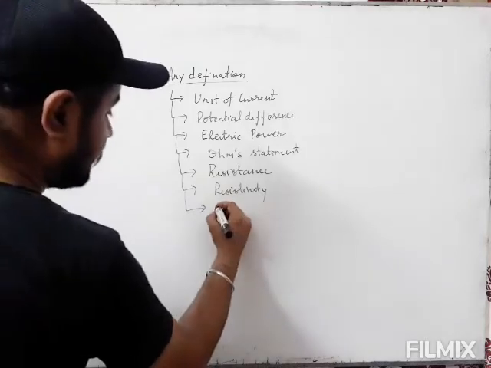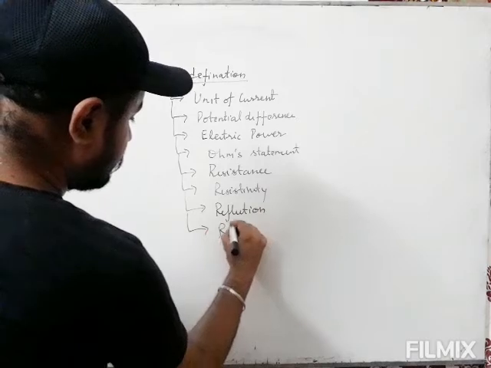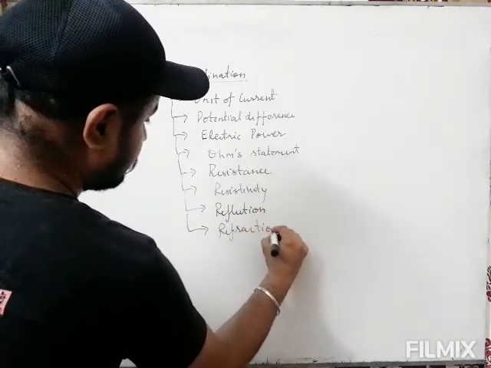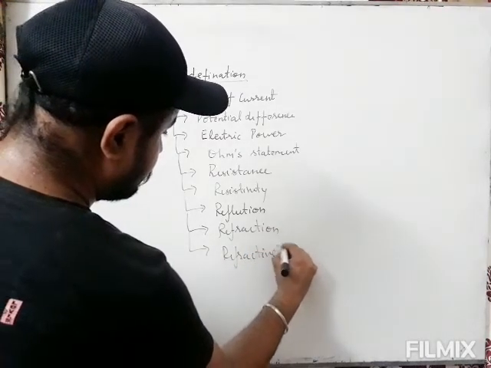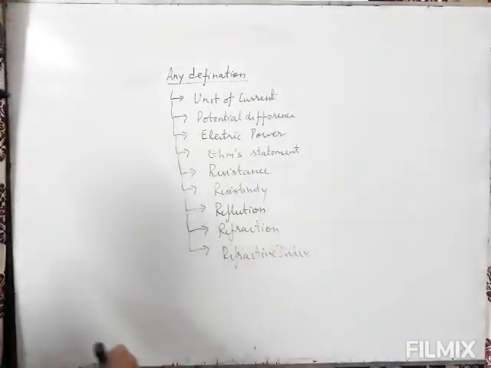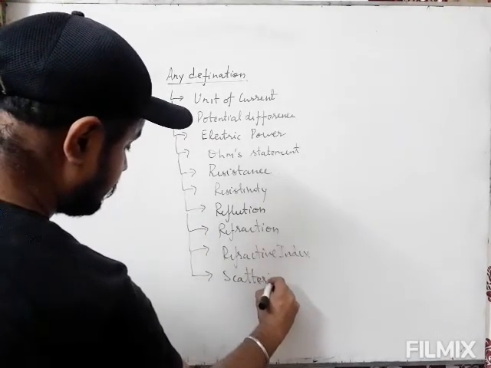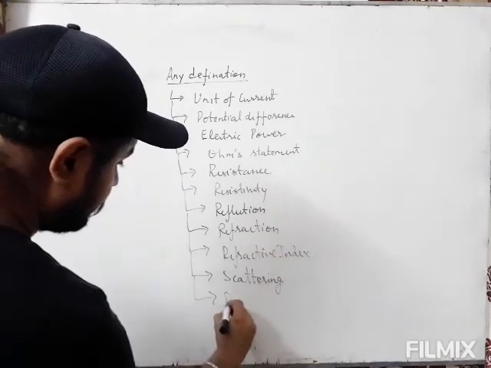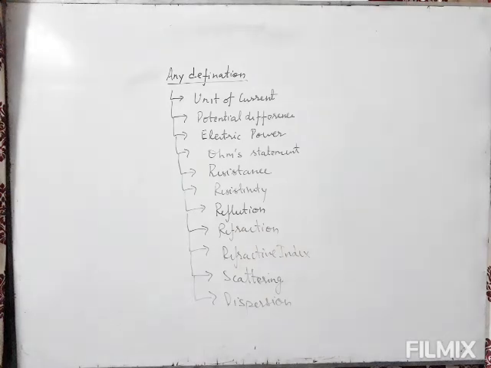Now when we shift to light, it is reflection, refraction, refractive index, scattering, or dispersion. So if you can do, revise, learn or remember this much, then you can score good marks in the definition questions.